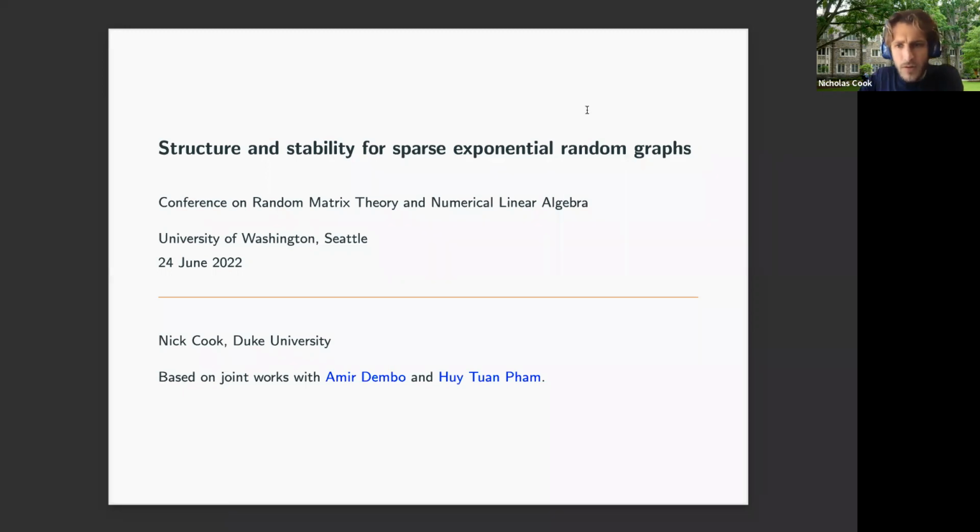Okay, so today I'm talking about work that's mainly with Amir Dembo, but it's based on an approach to large deviations for random graphs and hypergraphs that we developed with Tuan Pham. So I might get to mention a bit of this, but that's sort of stuff under the hood.